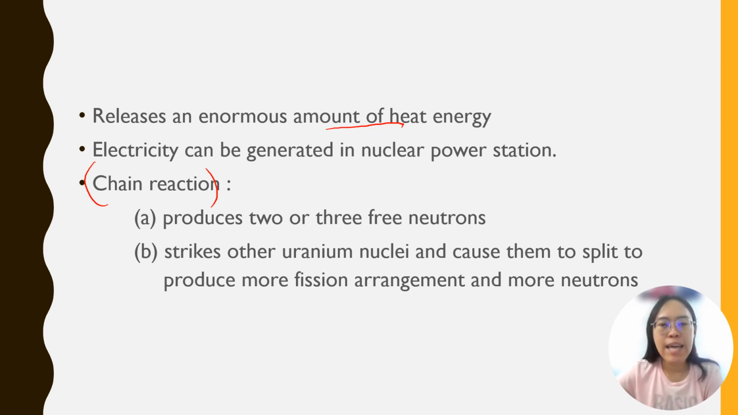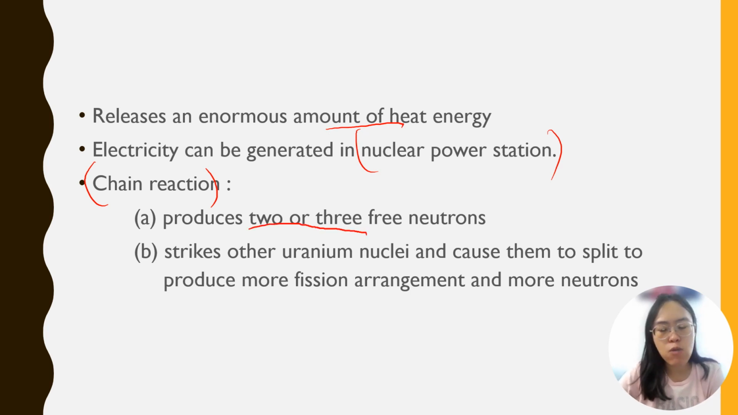So electricity can be generated in a nuclear power station. Usually nuclear power stations use nuclear fission. Why can't they use nuclear fusion? I will explain that later. The 3 neutrons released during nuclear fission will undergo a chain reaction. So what do we mean by chain reaction? In the process of nuclear fission, 2 or 3 free neutrons are produced.